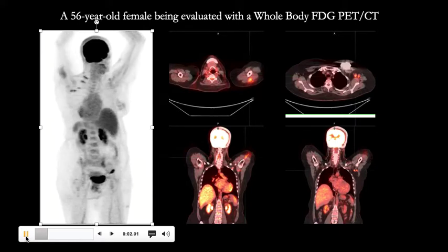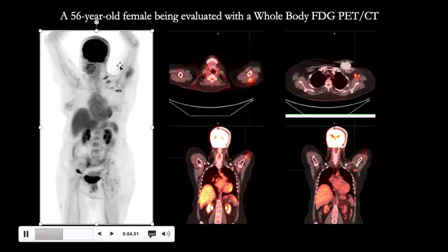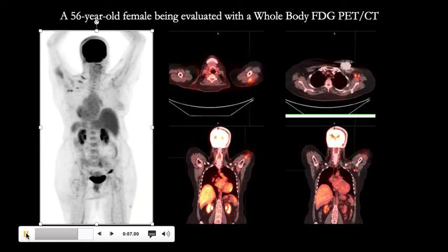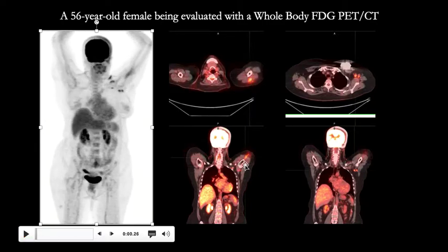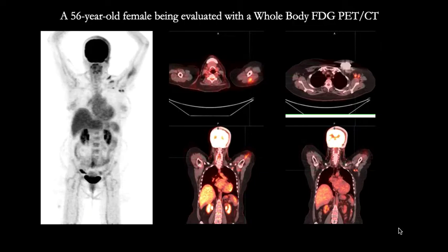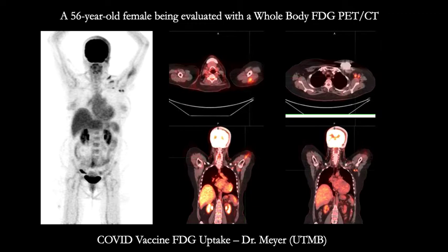And the uptake that is seen in the left shoulder right here is an ill-defined focus, and this focus is also localized on the fused axial and coronal PET-CT image to be in the deltoid. So a couple of days before their FDG PET-CT scan, this patient was given a COVID-19 vaccine, and we see uptake, which is inflammatory uptake at the site of injection and also in the left axillary lymph nodes secondary to COVID-19 vaccination.